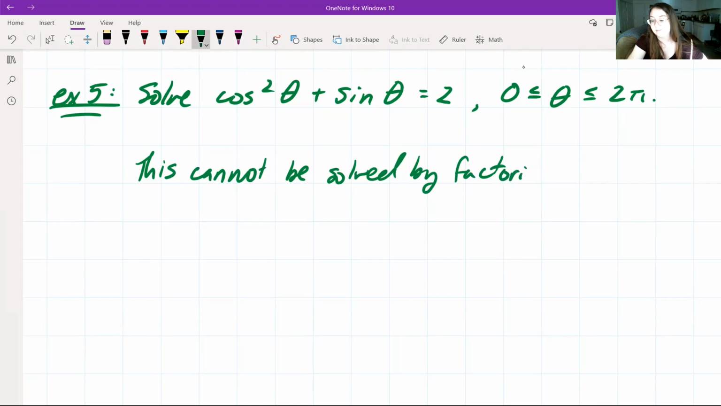Factoring. So it can't be solved by factoring, but we can use other ways in solving it. It also can't be solved by using the quadratic formula, and this is because if we use the quadratic formula, we end up with a negative number under our square root, which then would just mean that it was undefined. So we say that this can't be solved by factoring or by using the quadratic formula.